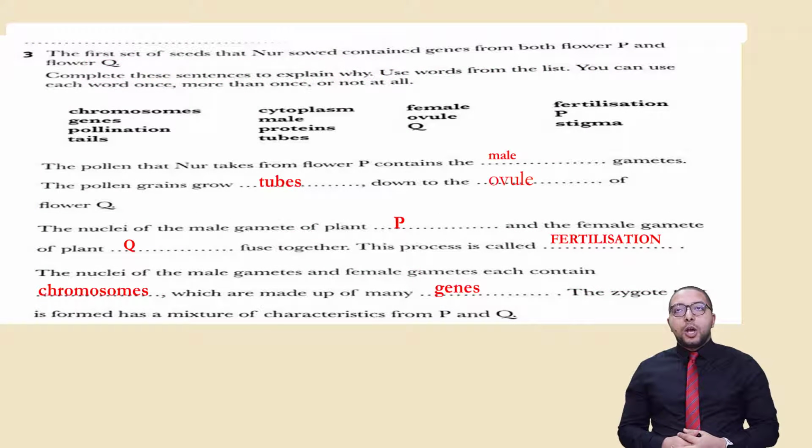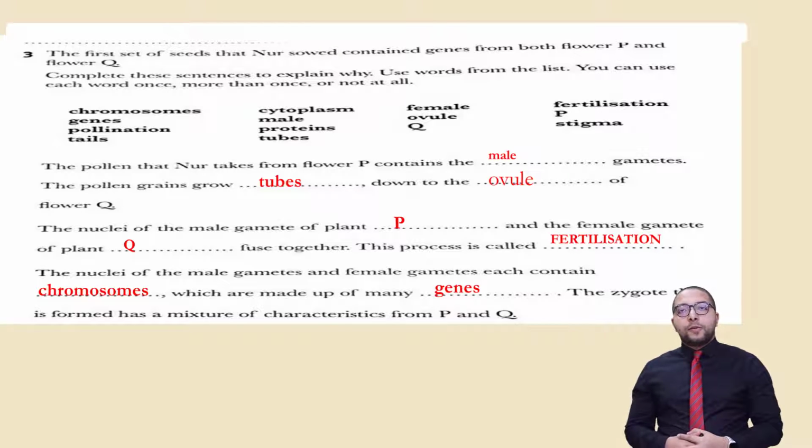Third question, complete these sentences to explain why. Use words from the list. You can use each word once, more than once, or not at all. The first statement, the pollen that Noor takes from flower P contains the, as we said, male gametes. The pollen grain grows tubes down to the ovule of the flower Q. The nuclei of the male gametes of the plant P and the female gametes of plant Q fuse together, and this process is called fertilization.